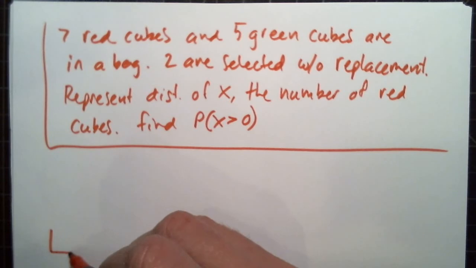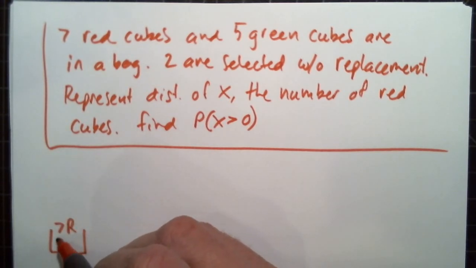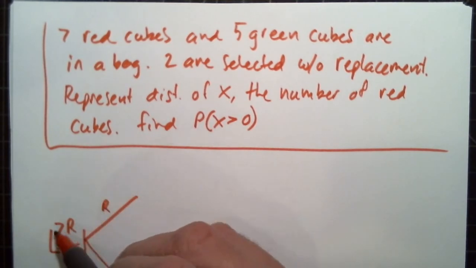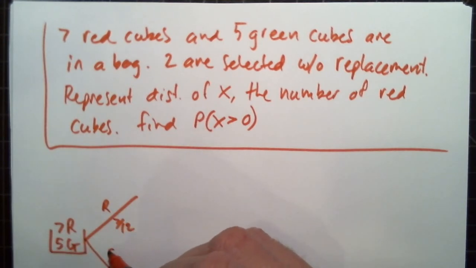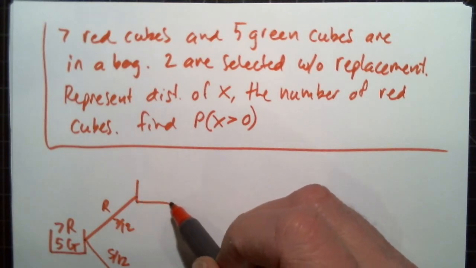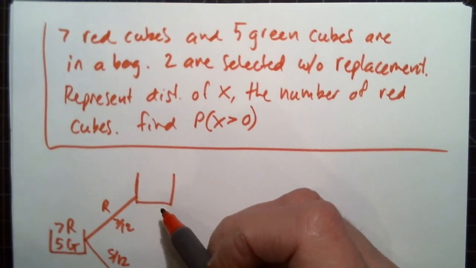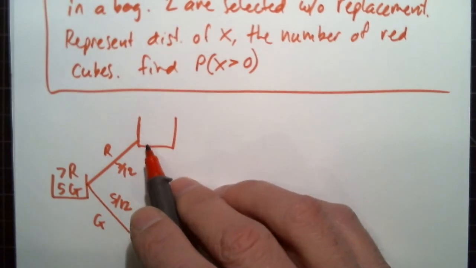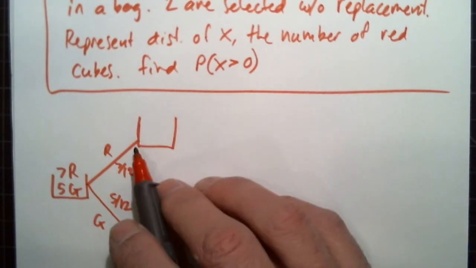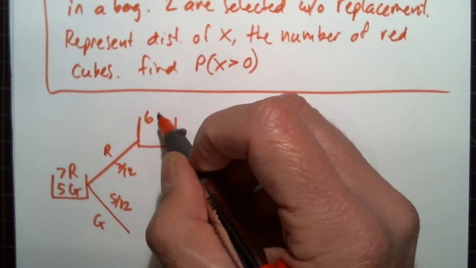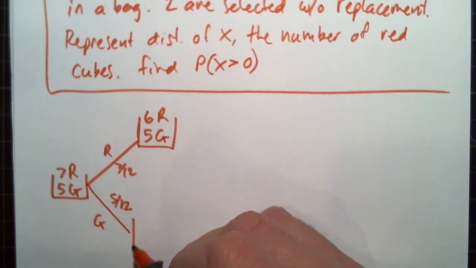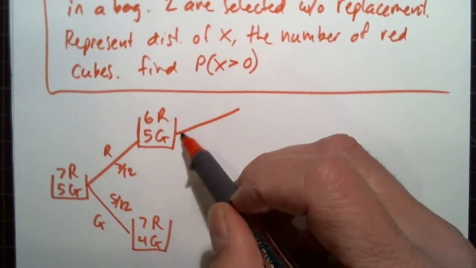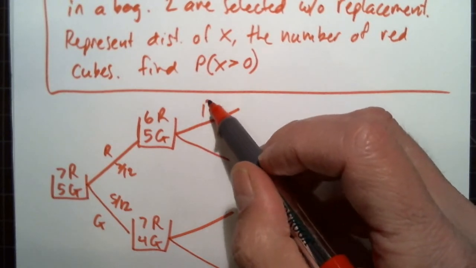Let's make a tree, and we have 7 red, 5 green. We could draw a red or a green. The probability of the red is 7 over 12, and the green is 5 over 12. Then, if it said with replacement, then we would still have 7 and 5, and the probabilities would be the same. This is without replacement, so we took it out and didn't put it back. That means now we have 6 red, 5 green. And down here we took out a green, so we have 4 green, 7 red. And we make the second selection. It could be red or green.